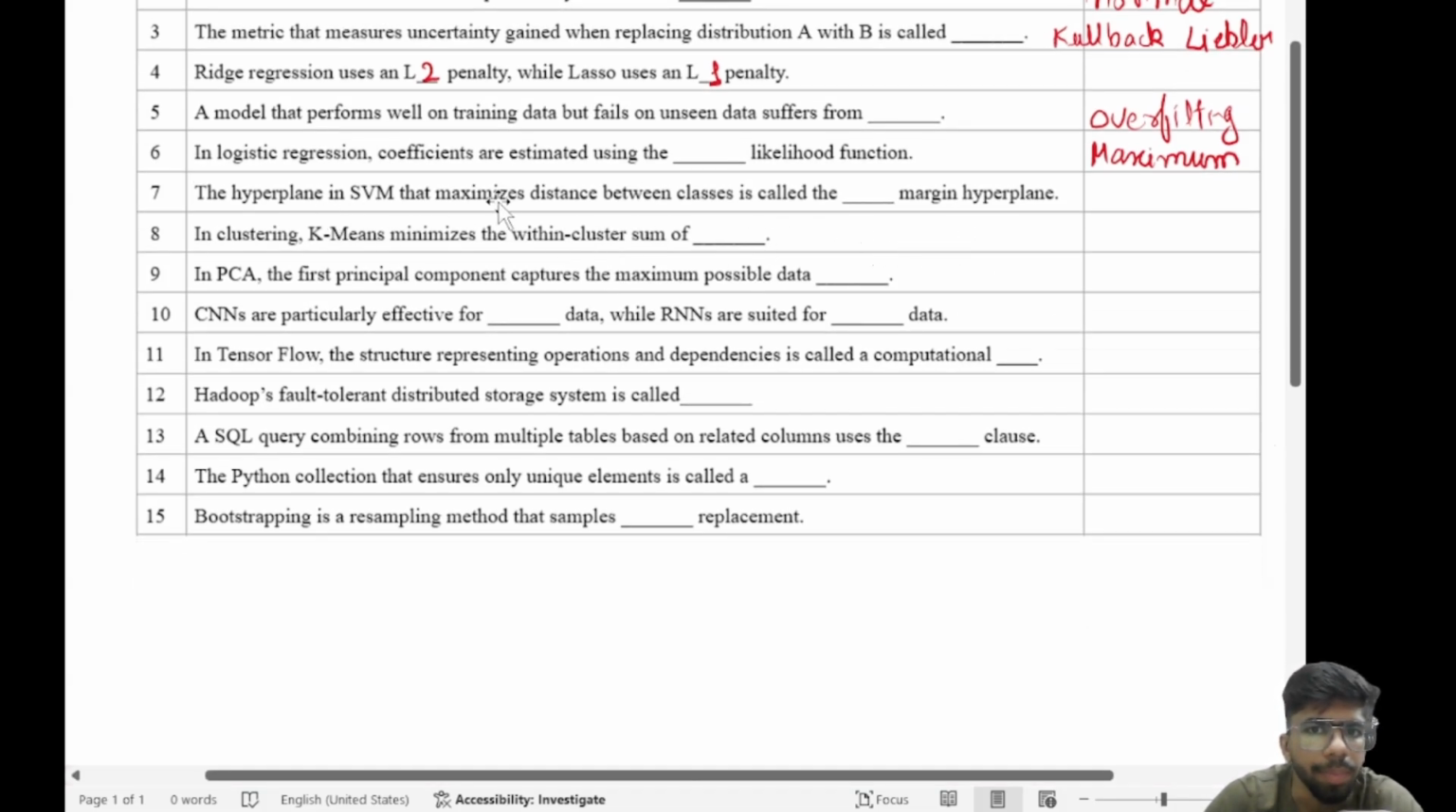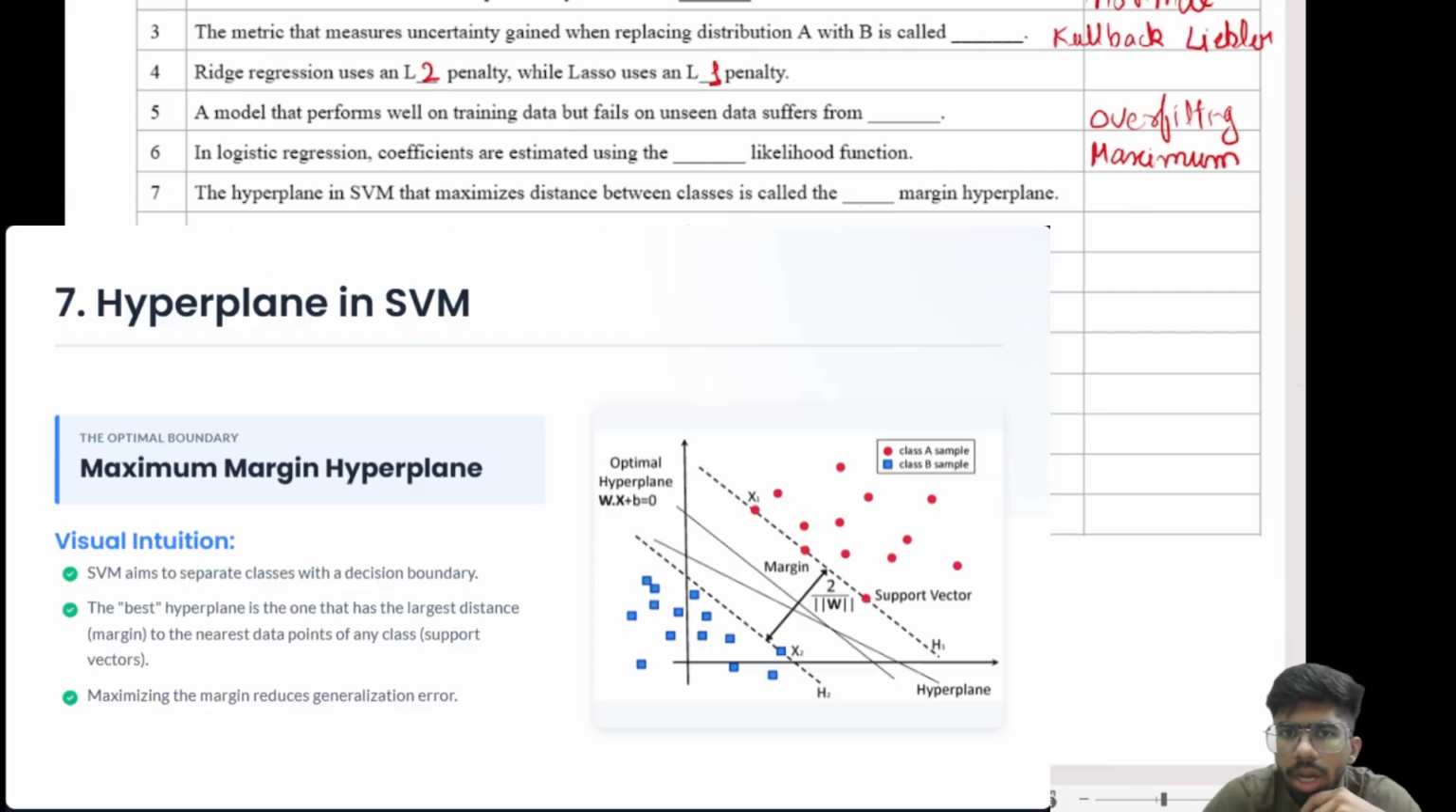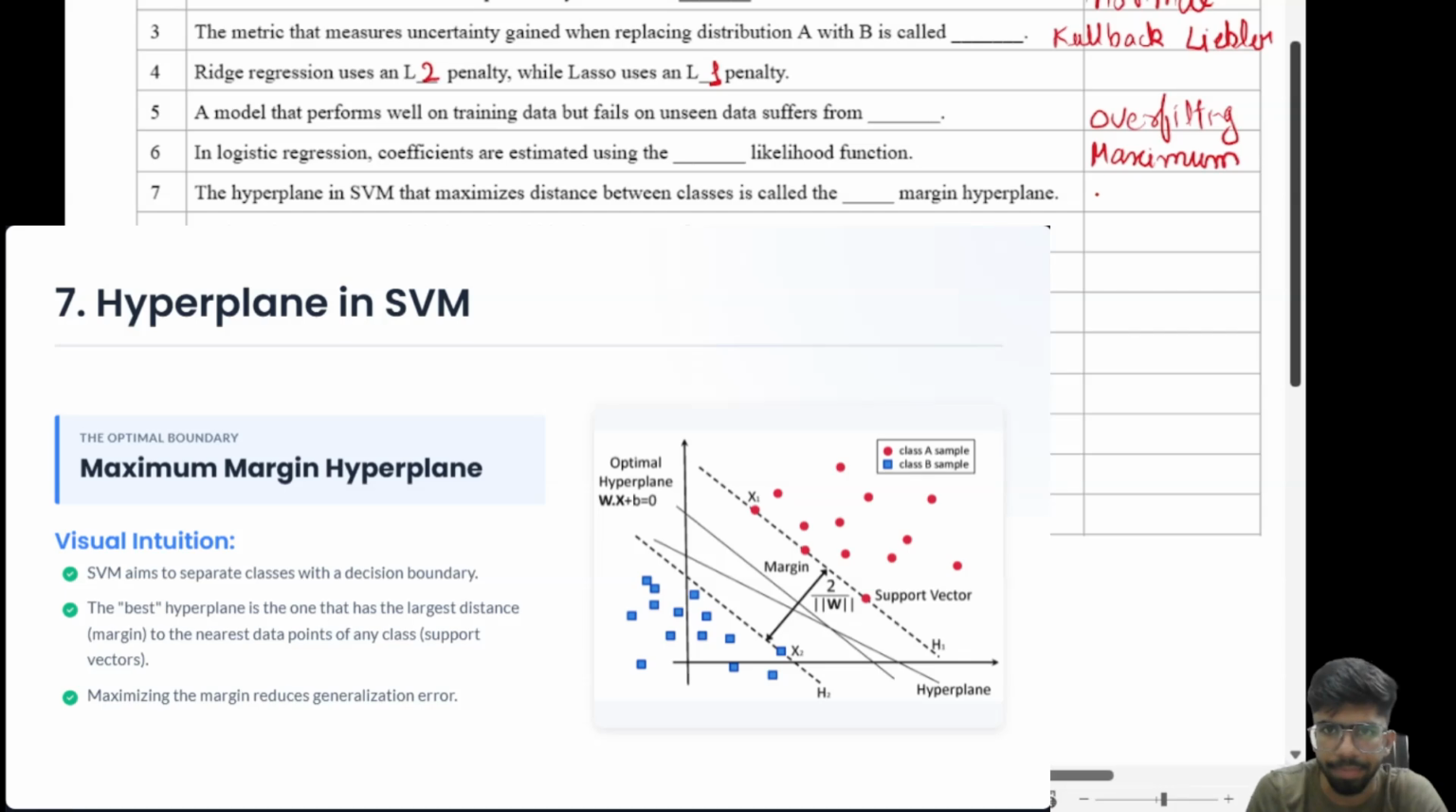The hyperplane in SVM that maximizes the distance between classes is called the dash margin hyperplane. So it is called maximum margin hyperplane.